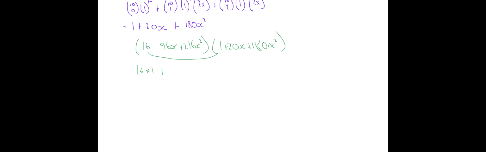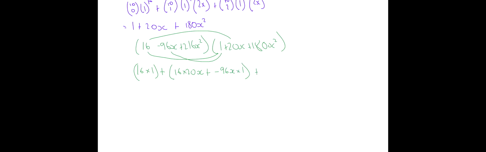Then the second thing, I'm going to multiply any way that I can get just an x. So I can multiply 16 and 20x, so 16 times 20x. But I can also do negative 96x times 1. So negative 96x times 1 also gives me a normal x term. No other combination is going to give me just an x.